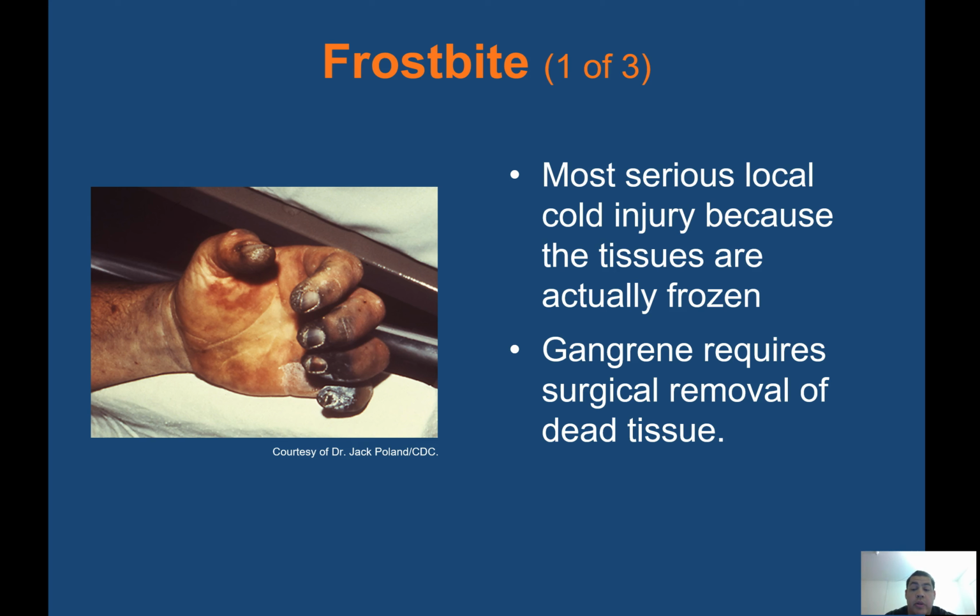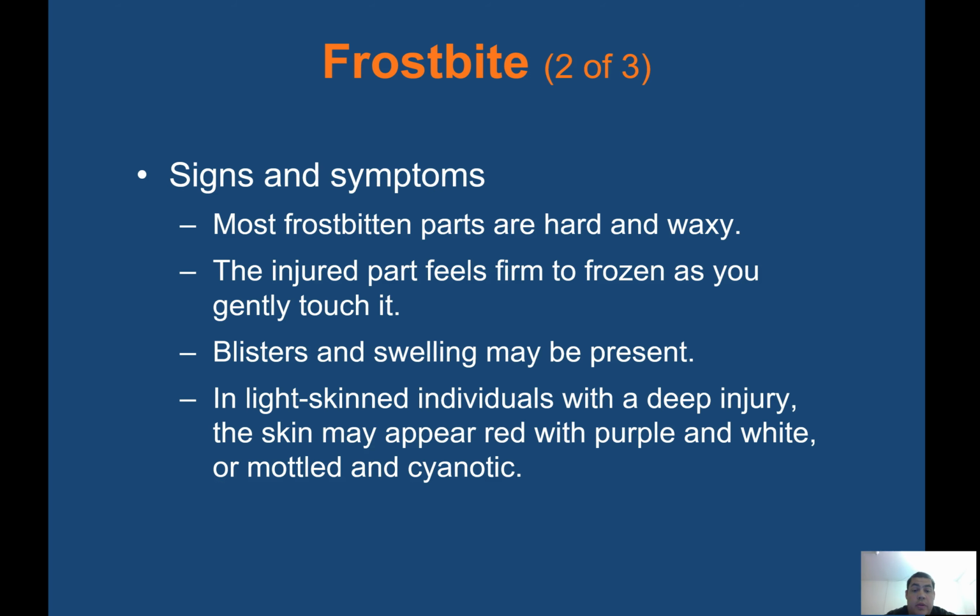Frostbite is the most serious local cold injury because the tissues are actually frozen. Gangrene requires surgical removal of dead tissue. Yeah, you guys have a nice little picture of gangrene right there. So signs and symptoms: most frostbitten parts are hard and waxy. The injured part feels firm to frozen as you gently touch it. Blisters and swelling may be present.